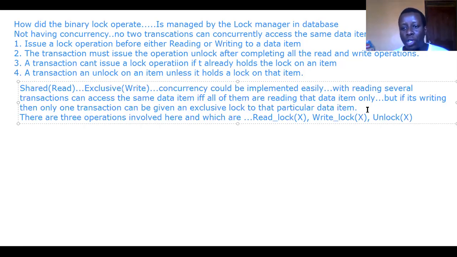other transactions can be able to read. Now, if it's exclusive, it means that this transaction is given exclusive access to that data item, and hence other transactions cannot be able to access that data item. Why? So that you could not have issues of having phantom reads or dirty updates and everything like that. Okay.